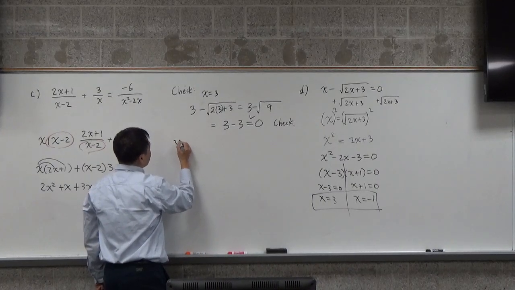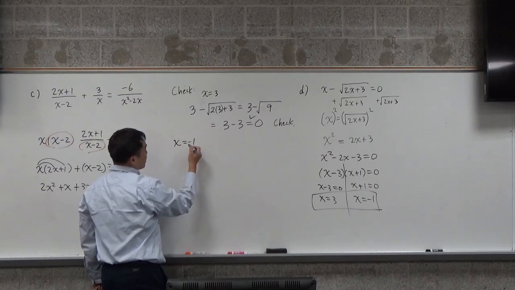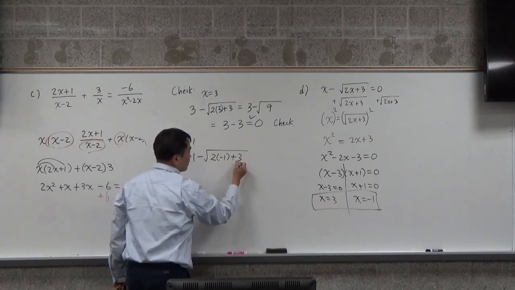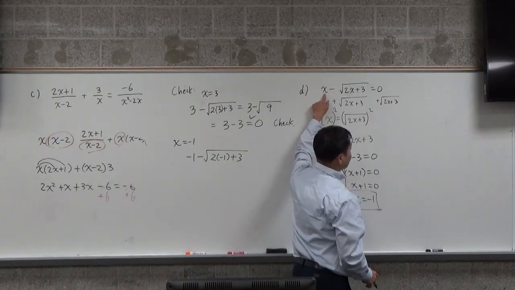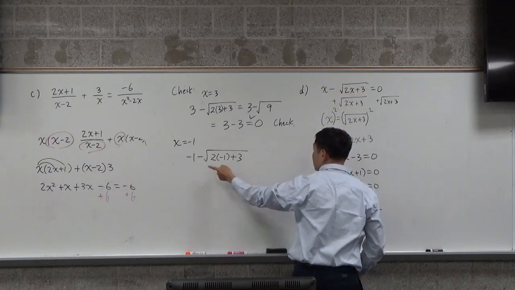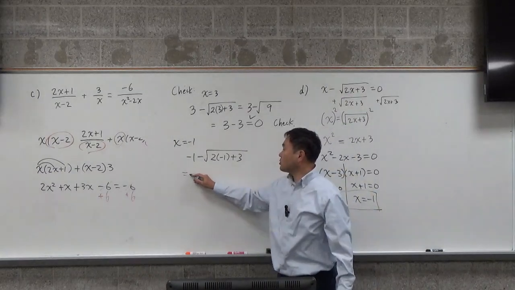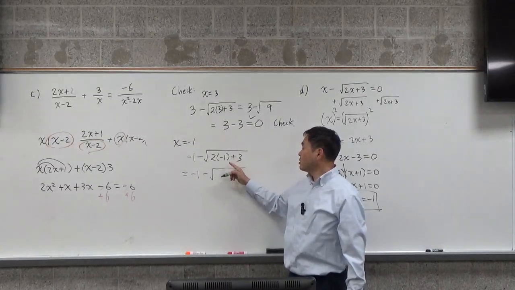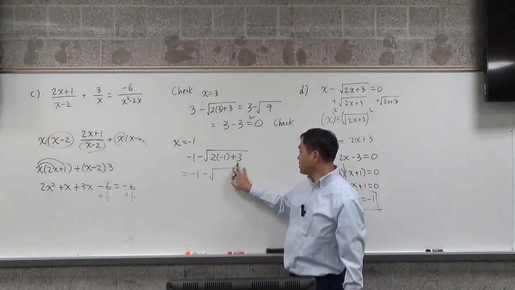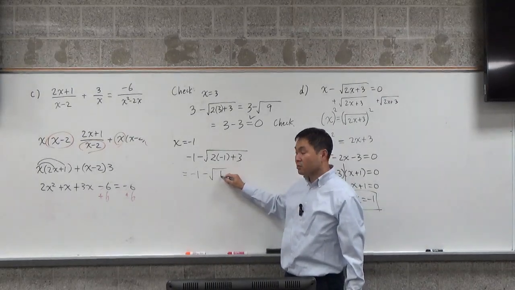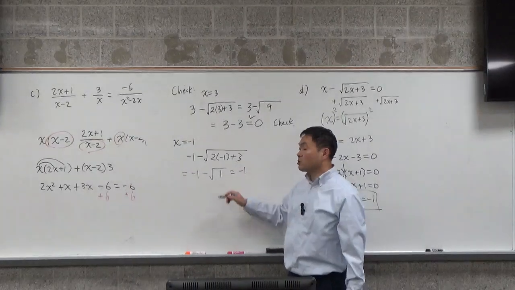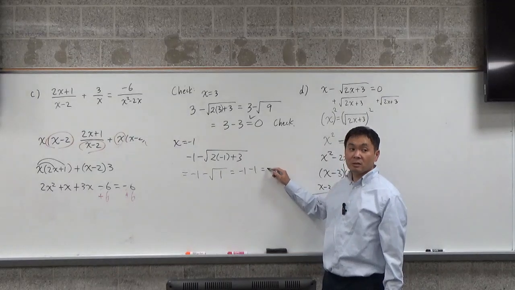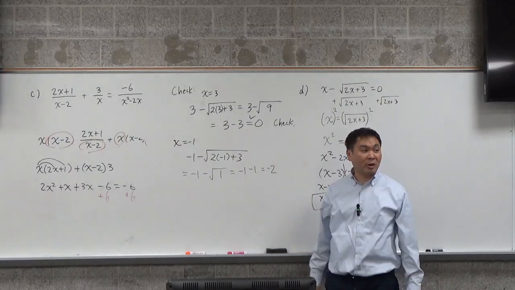On the other hand, if you do x equals negative 1, then you get negative 1 minus square root of 2 times negative 1 plus 3. As you can see, if I replace this x and this x by negative 1, that's what I get. If I compute further, negative 2 plus 3, what's that? It's positive 1. And what's the square root of 1? So you get negative 1 minus 1, what's that? Negative 2.